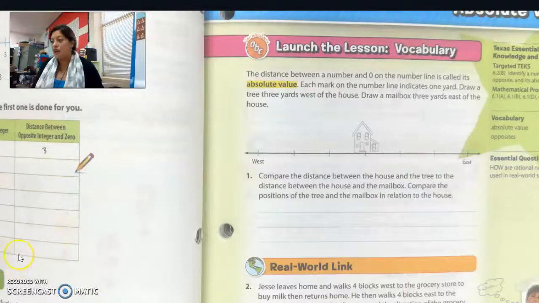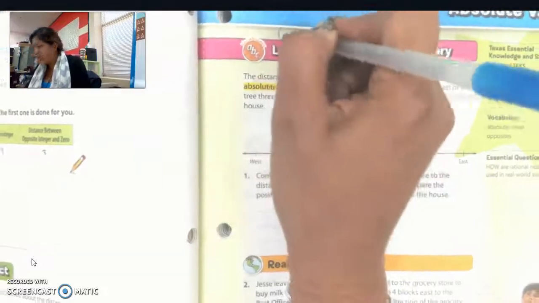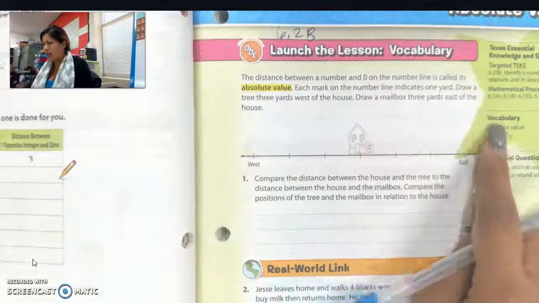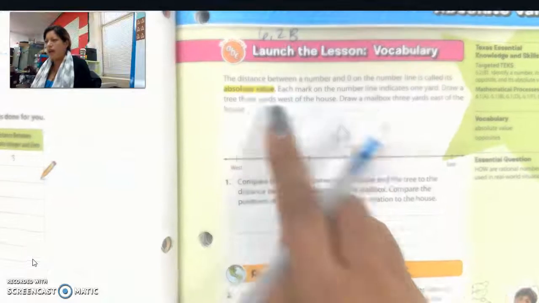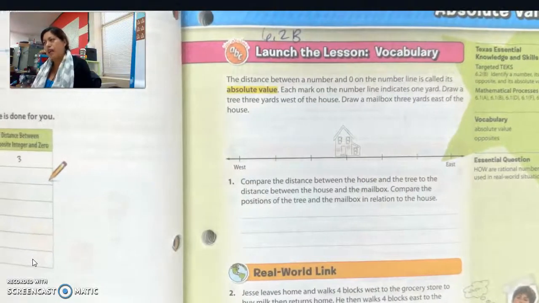Hey guys, alright, so we're talking about 6.2b, and this is absolute value and identifying numbers and their opposites.